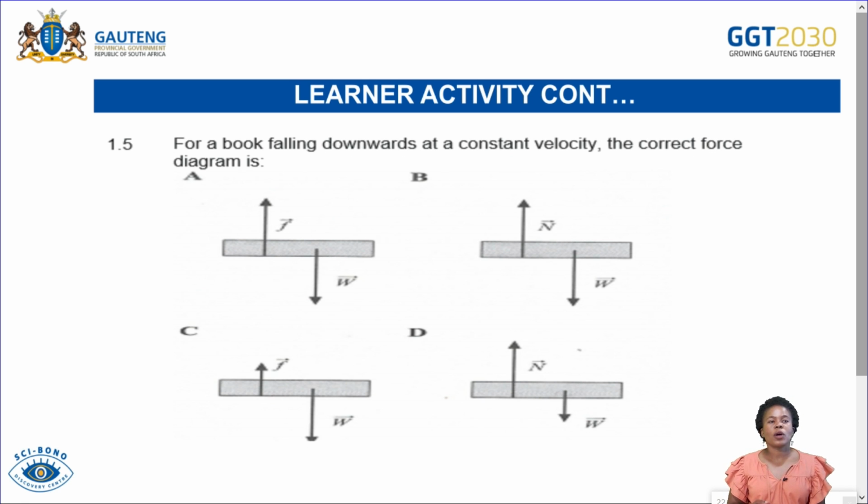1.5, for a book falling downwards at a constant velocity, the correct force diagram, remember we've got a force diagram and we have a free body diagram. In this case, it is a force diagram because the object in question is represented by a box. Okay, now we're testing you, are you able to draw the forces correctly? Okay.